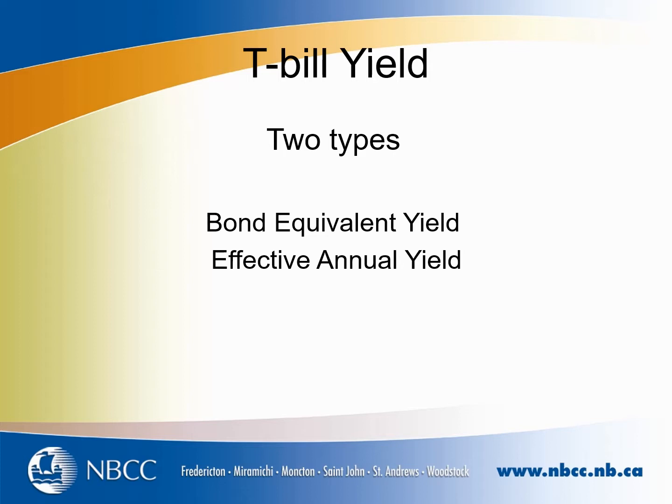Therefore, our rate of return calculation on a T-bill will always be for a period of less than a year. We want to annualize that so we can compare it to other types of investments. The two yield calculations that we do are the bond equivalent yield and the effective annual yield. You will see in the next two slides how those calculations are done and what the difference is between the two of them.